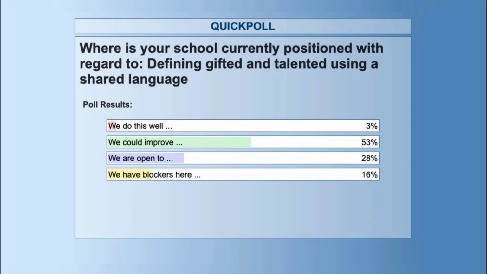So for our participants today, thank you. This has given us a really good insight into where our audience right now is positioned. And there's a really nice feeling around that, you know what, we could improve that. And so that's fantastic.